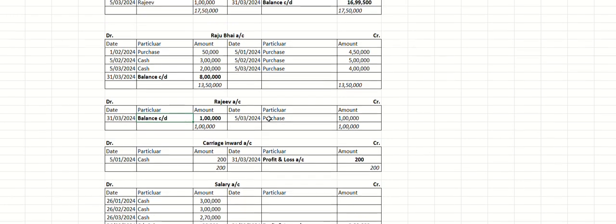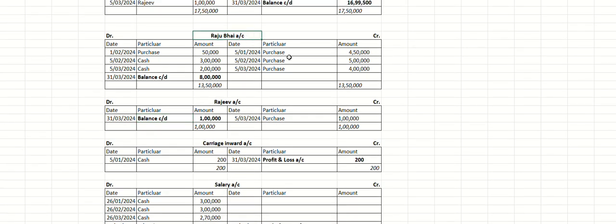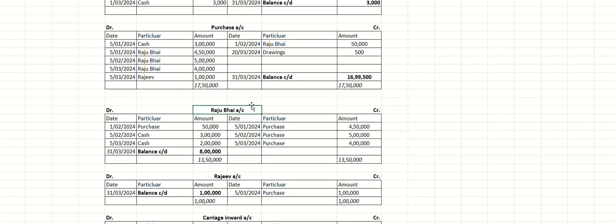Okay. After Rajiv, here is Rajiv Bhai. Rajiv Bhai is another lender, another creditor for the business. So he is a liability. The balance carried on, 8 lakh rupees, is pending to be paid by us to him. We need to pay him 8 lakh rupees. We should remember next year also. So this will be taken to the next year as balance brought down. So it is written as balance carried on. Remember, it is a liability.